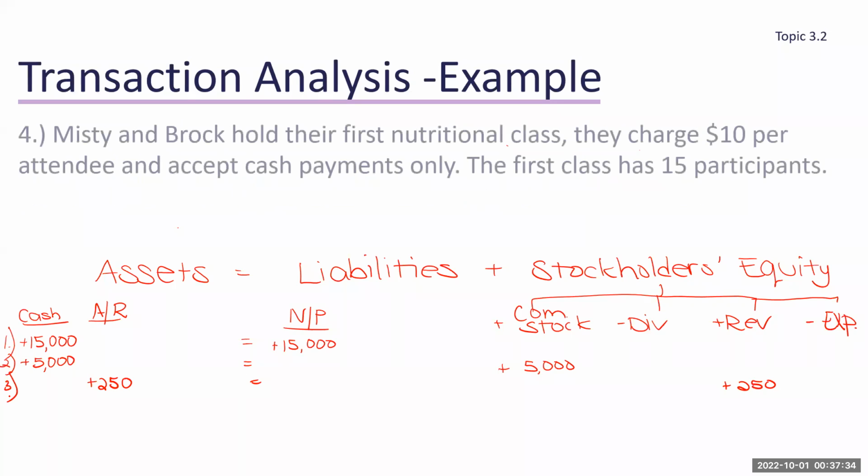Let's look at our next transaction. The two owners hold their first nutritional class. They charge $10 per attendee and they accept cash payments only. The first class that's already been held had 15 participants. So assuming they all paid, $150 and we provided the service. Revenue recognition says if you provide your service, record that revenue.